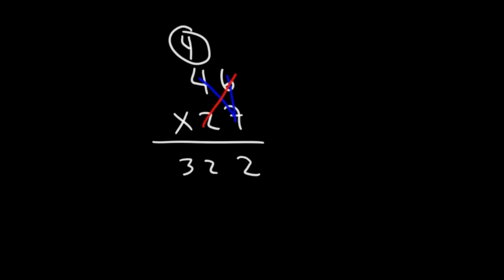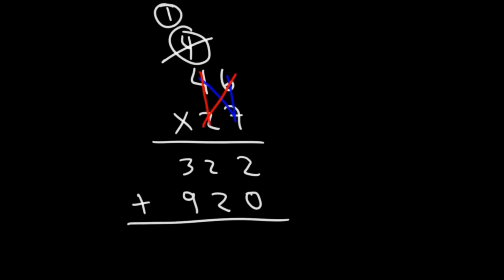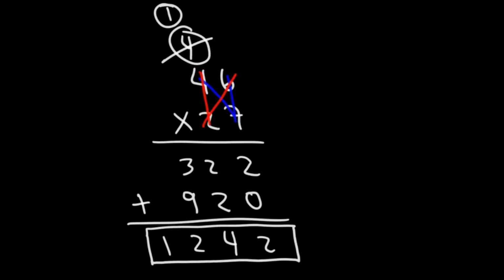Next, we're going to multiply 6 times 2, which is 12. Oh, before we do that, by the way, we need to write a 0. And then we can multiply 6 times 2, which is 12. We'll write the 2 and then carry over the 1. Next, we have 2 times 4, which is 8, and then plus 1, that's 9. So now we need to add these two numbers. 2 plus 0 is 2, 2 plus 2 is 4, 3 plus 9 is 12. So the answer is 1,242.